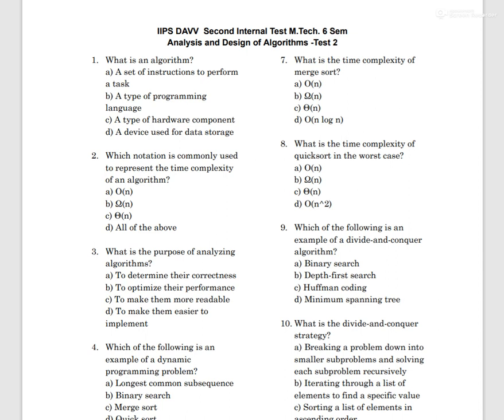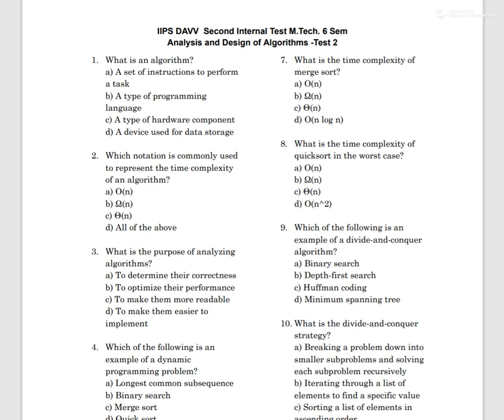Question number 8 is, what is the time complexity of quicksort in the worst case? So to first understand what is the worst case of quicksort algorithm, in quicksort we take a pivot element and then using that pivot element we sort the whole array and complete each iteration. So the worst case can be either the pivot element being the largest element of the array or the smallest element of the array. Or the worst case can be if the given array is already sorted.